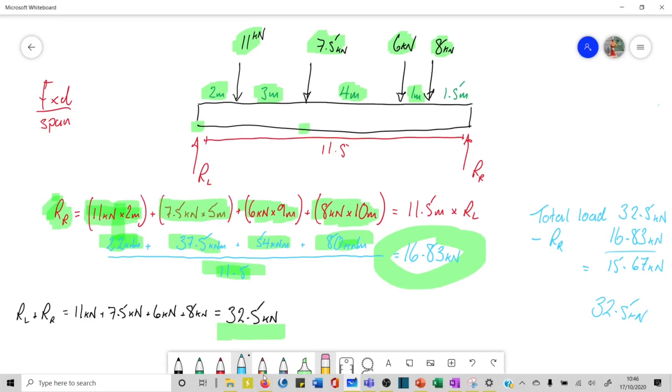All right, next we're going to take a quick look at UDL, and go through the worked example on page 50, so we all get that straight. In the next video we're going to look at the UDL, and a few more examples of perhaps point load and UDL together, and then we'll move on to bending moment and shear force diagrams.